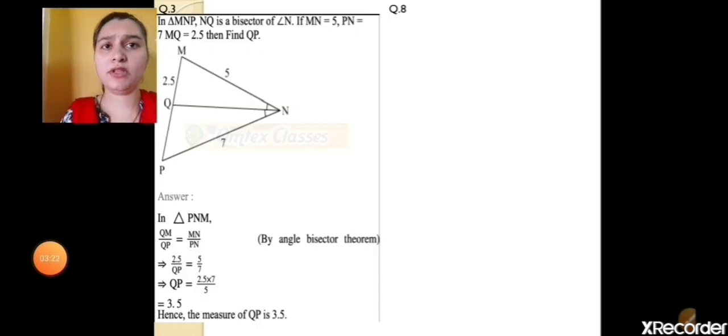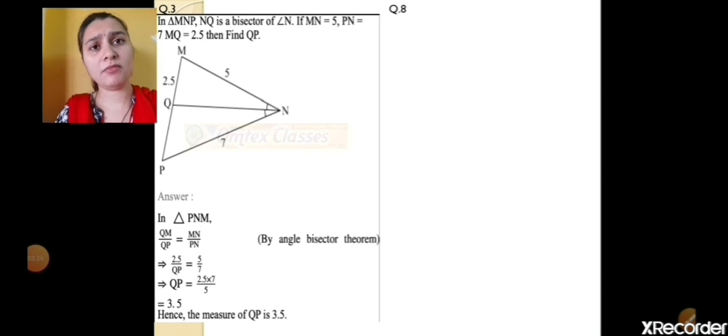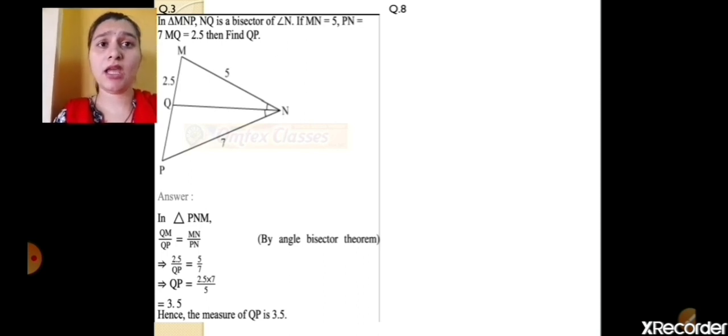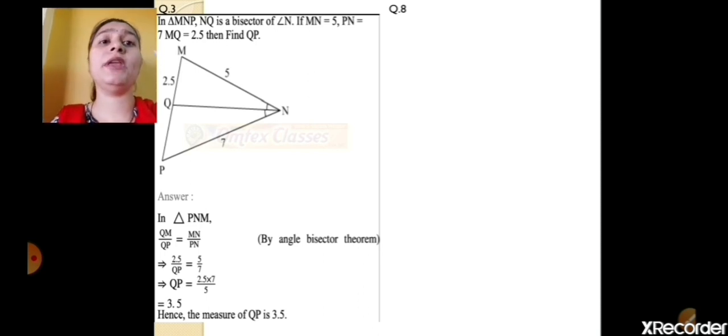Now let me move on to the next question. Question number 3 of your textbook, practice set 1.2. Again this question is related to angle bisector theorem. Just let me go with the question. In triangle MNP, NQ is a bisector of angle N. If MN is equal to 5, PN is equal to 7, MQ is 2.5, find QP.